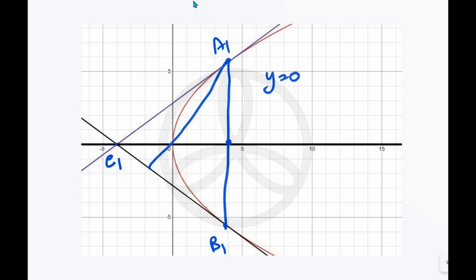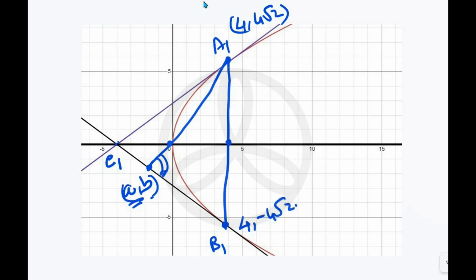and therefore we know this point is (4, 4√2), and this is perpendicular. So we have to find a line which is making a 90-degree angle with side B1C1 and passing through point A. And once the equation is found, we need to solve this with y is equal to 0 to find the orthocenter.